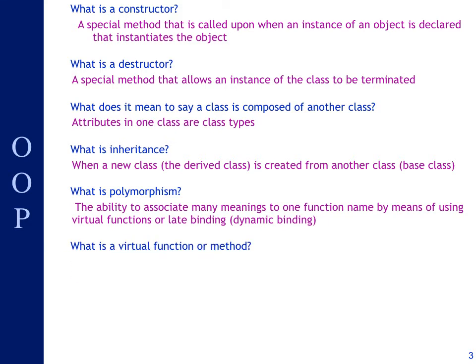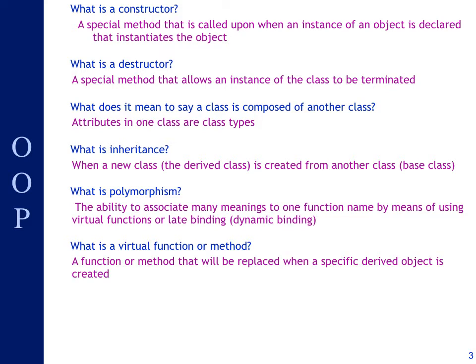What is a virtual function or virtual method? It is a function or a method that will be replaced when a specific derived object is created. So at the beginning, we have on the parent a generic method that will later be replaced by the more specific method created on the child.